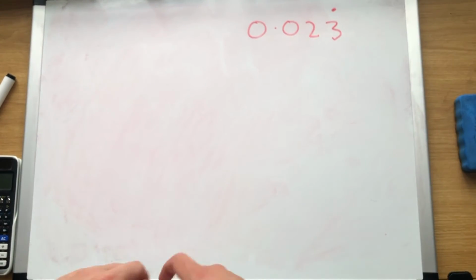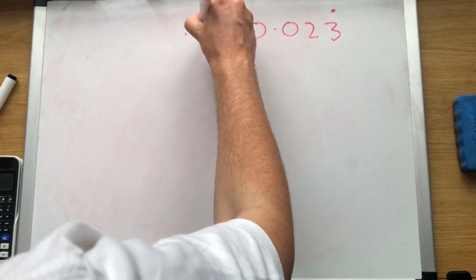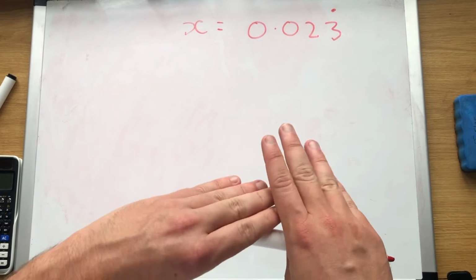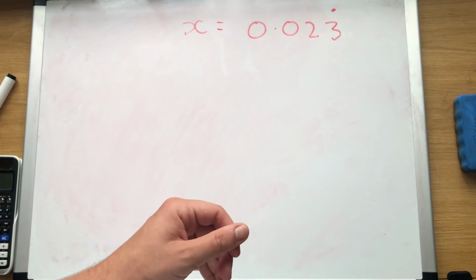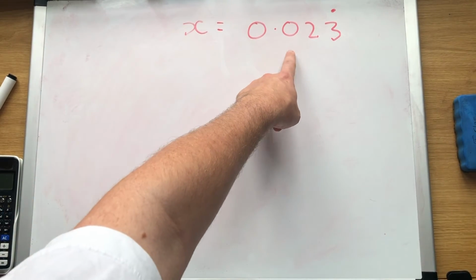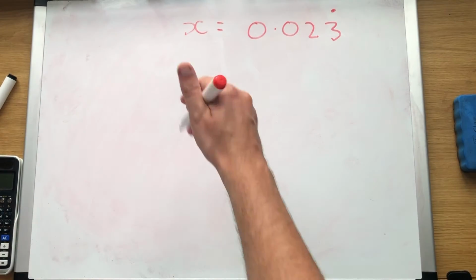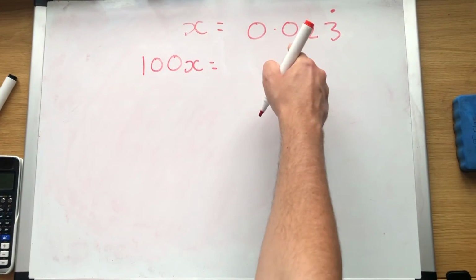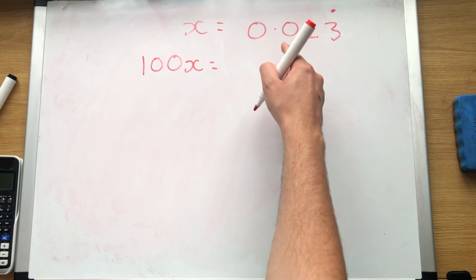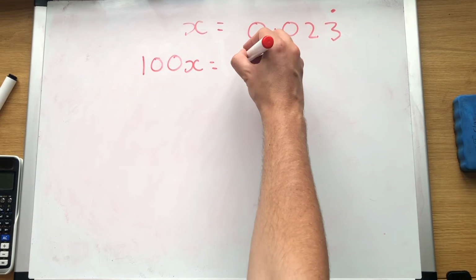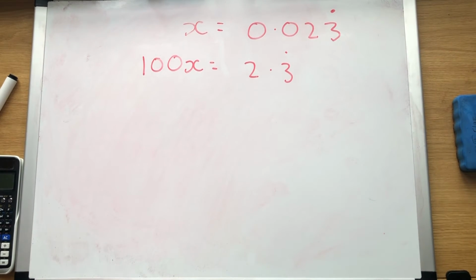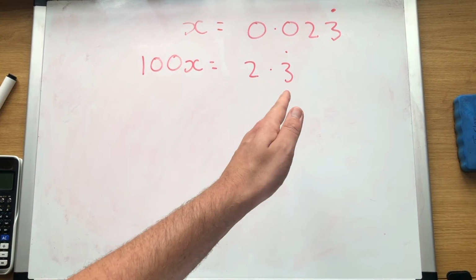0.02333333. Our first step, always x equals. By now we know it's always x equals. We're checking, are the numbers after the decimal place the same? They're not yet, so we need to make them the same. We need to move this 1, 2 to the left. So 1, 2, 0 is 100x. So it's going to be that 0 over there and then 2. So 2.3 recurring.